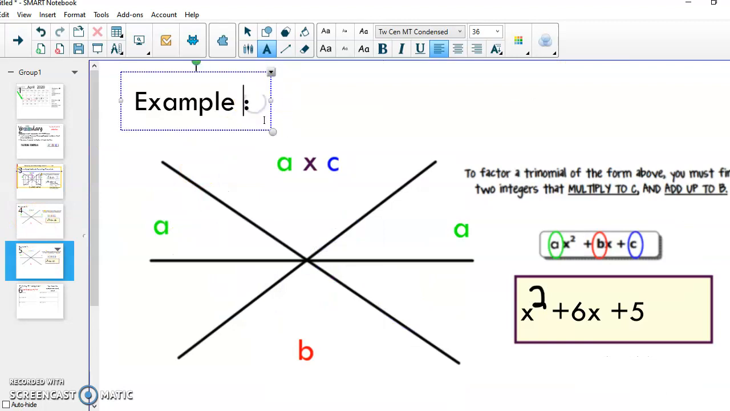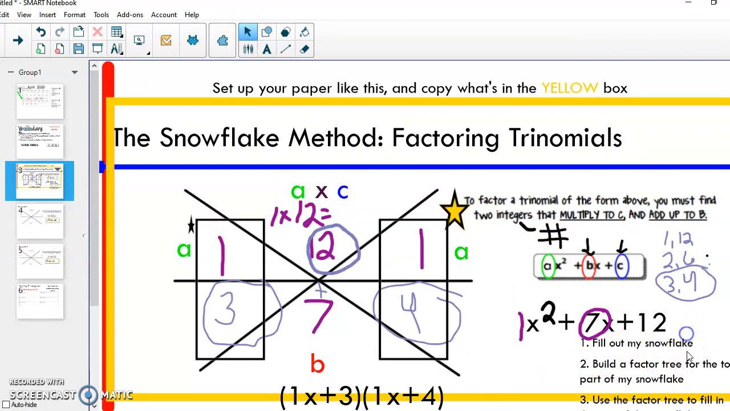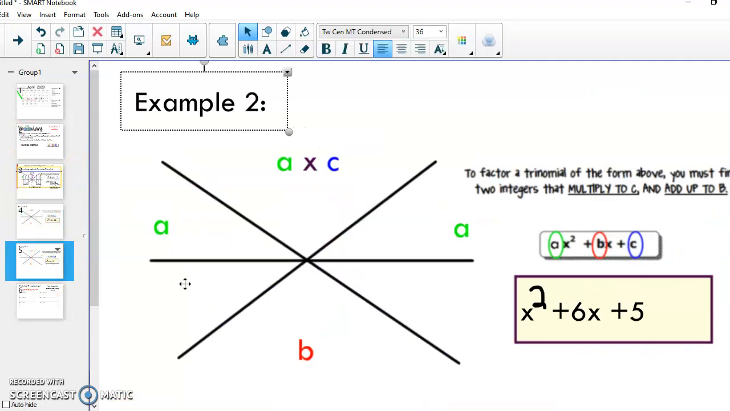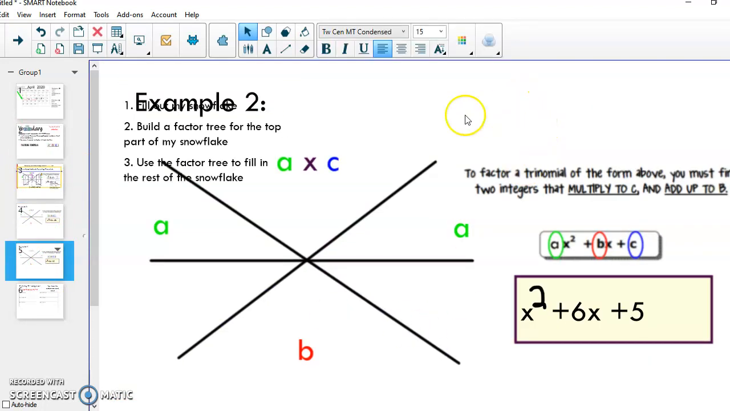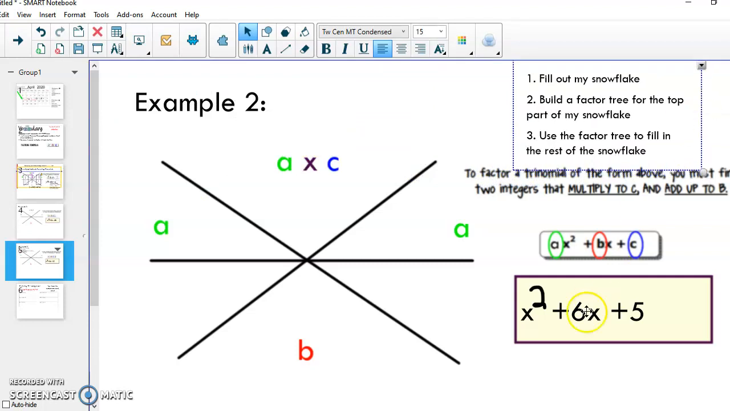We're going to do the problem x squared plus 6x plus 5, and we're going to follow those same steps that we did on this first problem. So I'm going to copy those steps into our example here so that we have them to reference as we go. We're going to fill out our snowflake first, using the information in my problem.